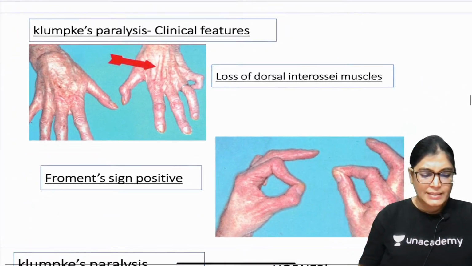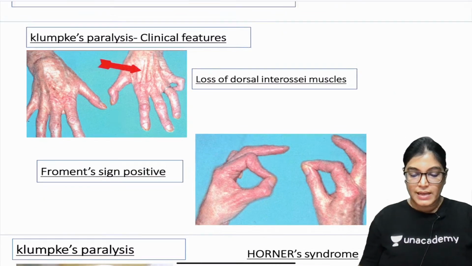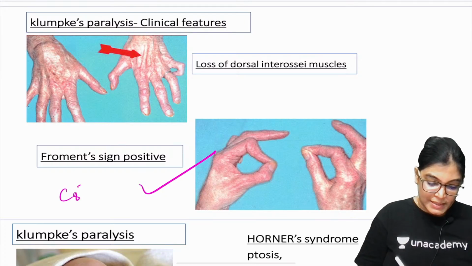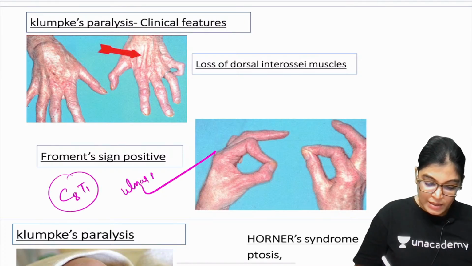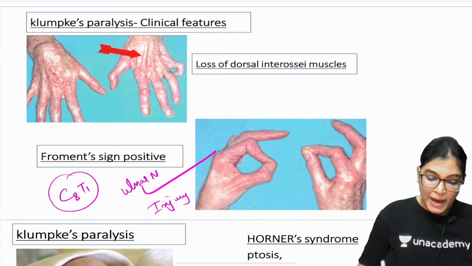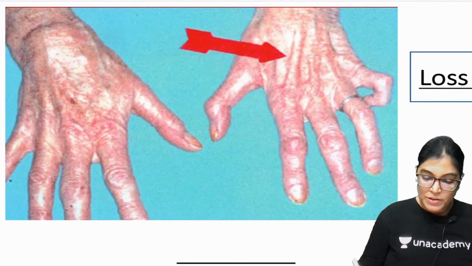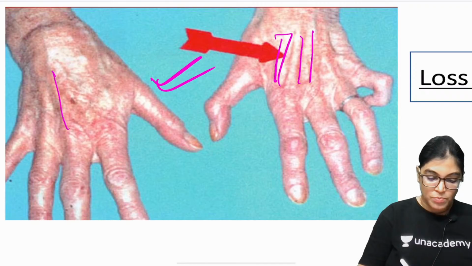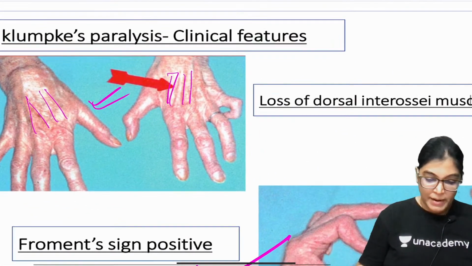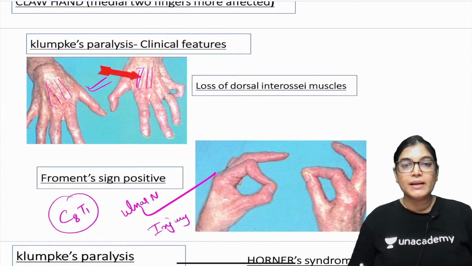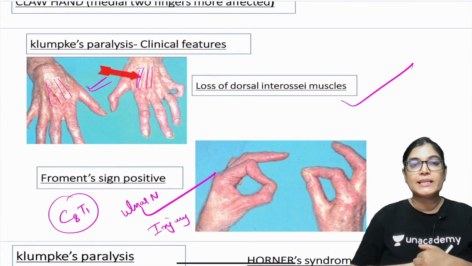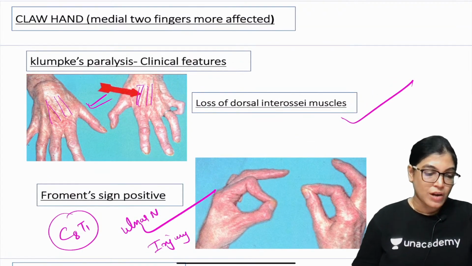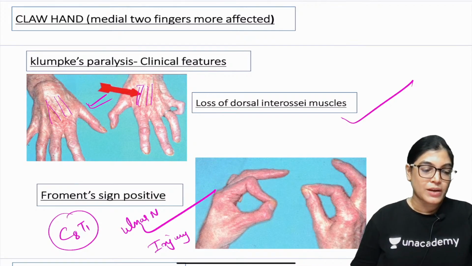Other tests can be done, like Froment's sign. See here what I have performed. This is the Froment sign, which is positive in case of lower trunk palsy. Involvement is of the C8 and T1 nerves, seen in ulnar nerve injury and Klumpke's paralysis. Here you can appreciate paralysis of the dorsal interossei and palmar interossei muscles. So loss of dorsal interossei integrity, loss of palmar interossei, and a positive Froment sign are all conditions seen in lower trunk palsy.